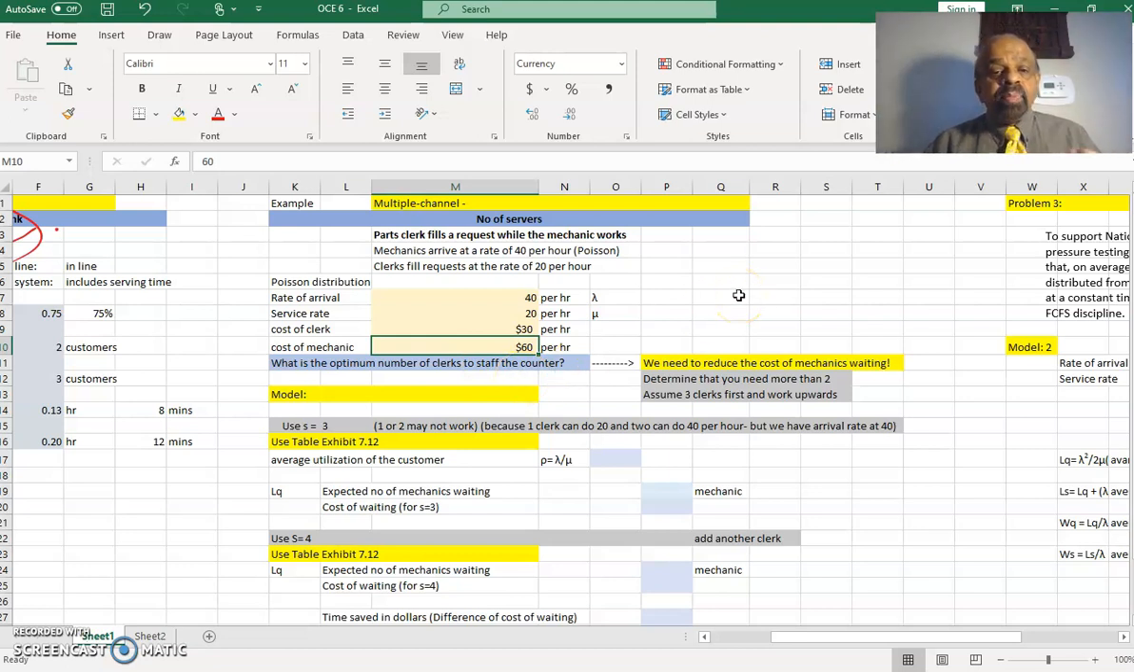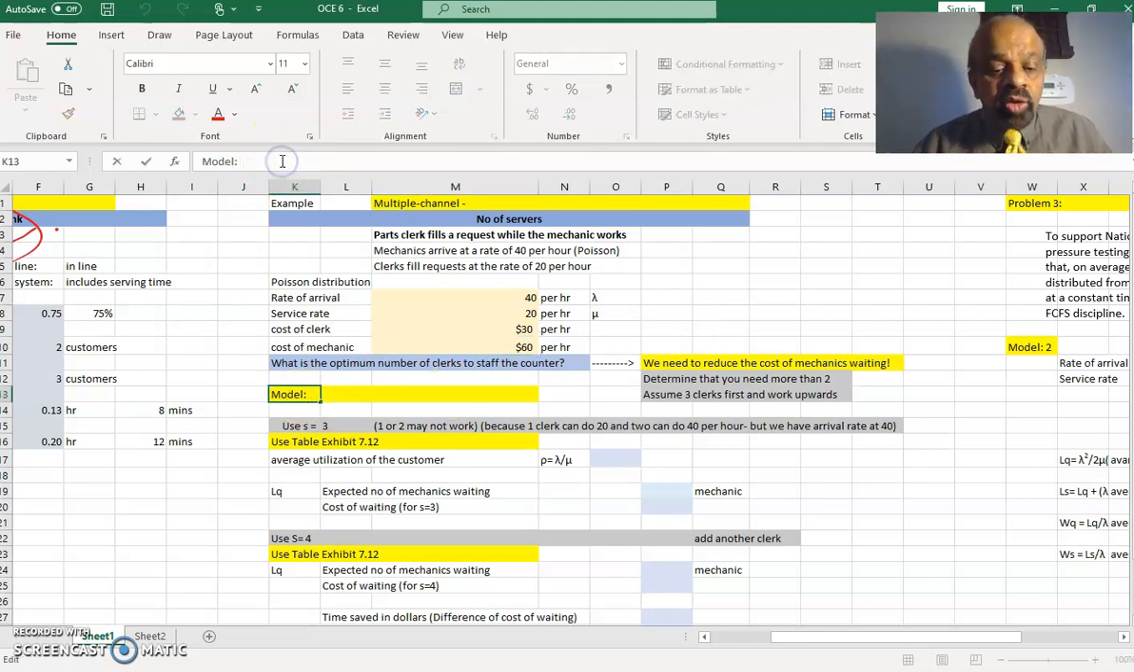In a parts bin, usually the clerk has to do many things. He has to first get the request, go through the request, get the part, and get the signature from that person. So different operations are done. So this is a multiple channel, which basically means that it is going to be a model 3. So we know it is model 3.